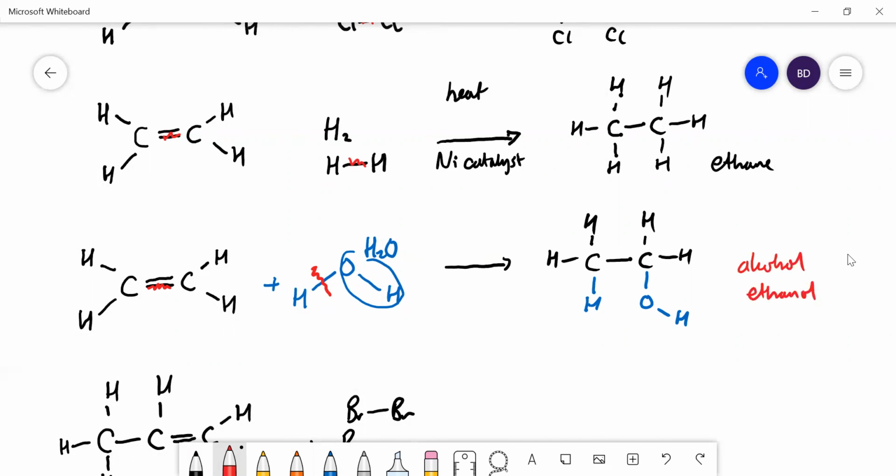Ethanol is used as a solvent in lots of things in the chemical industry, and this is a major way of making ethanol. So you get ethene, and it's reacted with steam, and you end up with ethanol. That's industrially a very important process. Okay, but again, it's an addition reaction. Right, let's just look at some other alkenes.